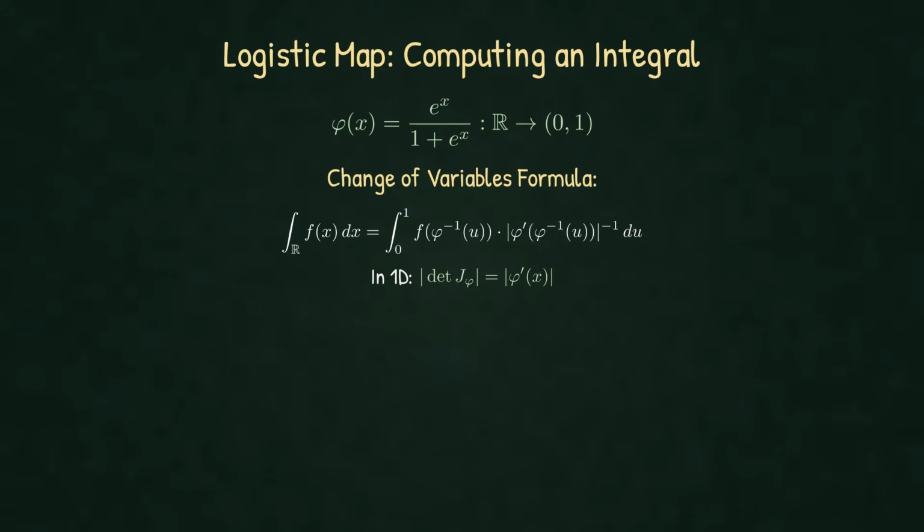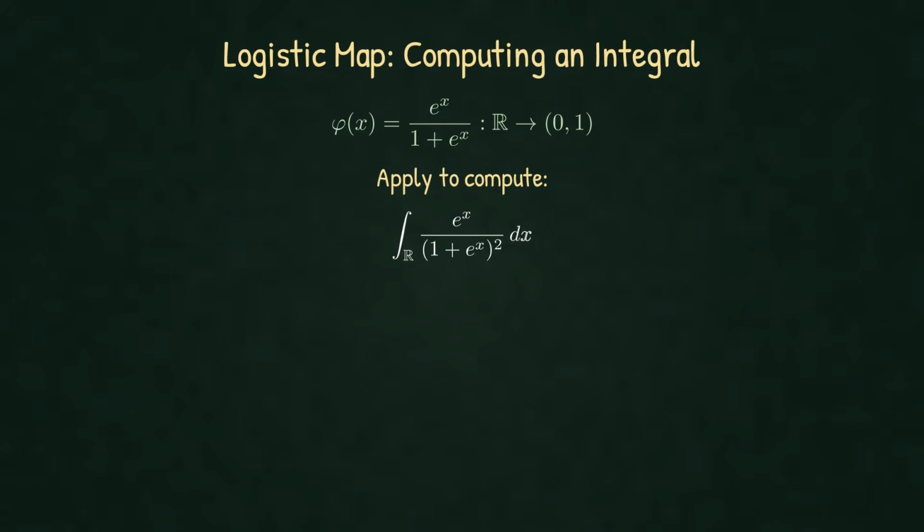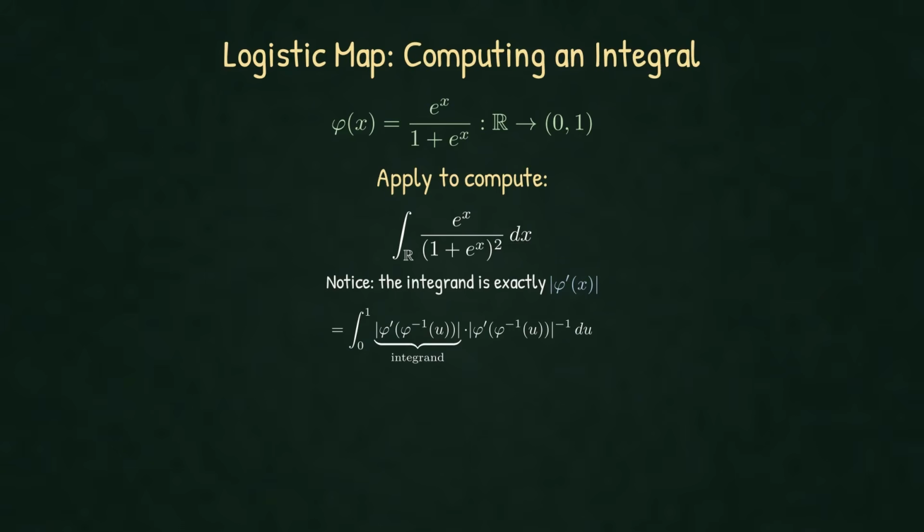Here's the change of variables formula. The integral over R of f equals the integral from 0 to 1 of f of phi inverse times the inverse absolute derivative. Now apply it. We want to integrate e to the x over (1 plus e to the x) squared. Notice, the integrand is exactly the derivative of the logistic. So when we apply the change of variables, the derivative times its inverse cancels to 1. The integral over the real numbers equals the integral from 0 to 1 of 1. That's just 1.